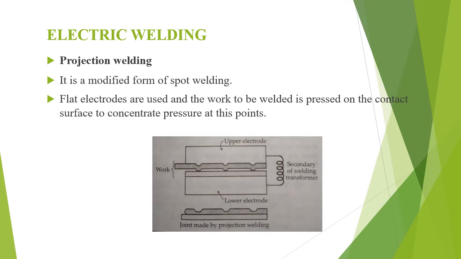Projection welding. This is a modified form of spot welding. Flat electrodes are used and the work to be welded is pressed on the contact surface to concentrate the pressure at the points to be welded.